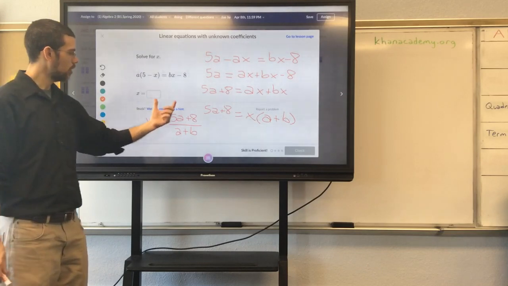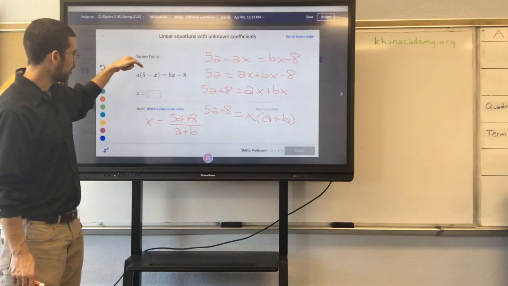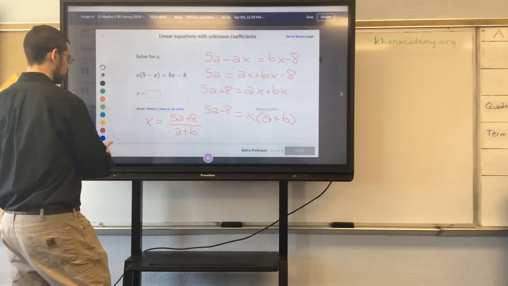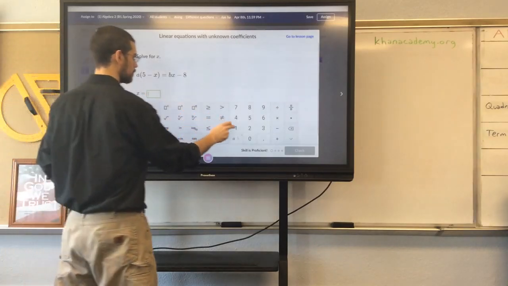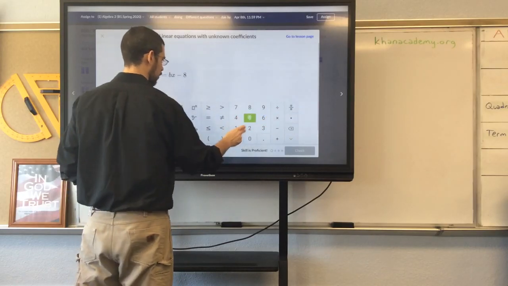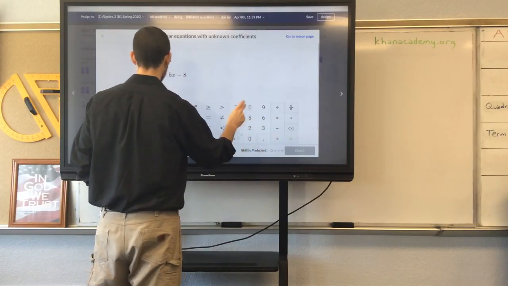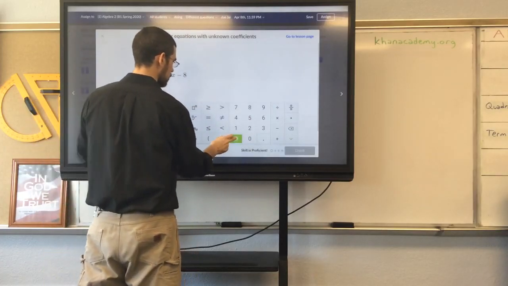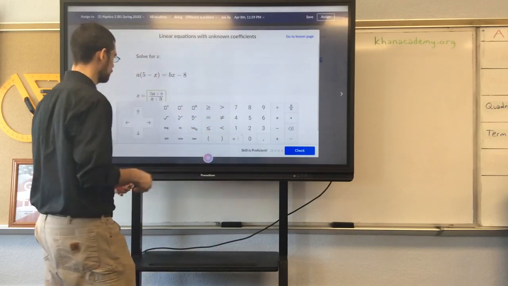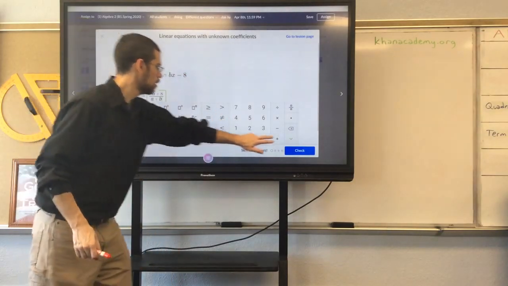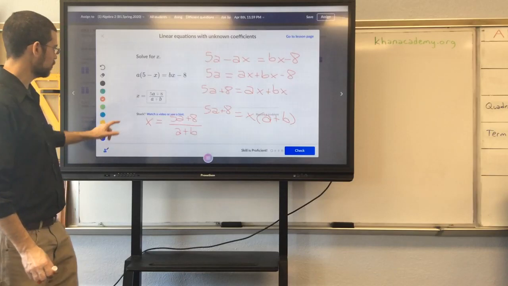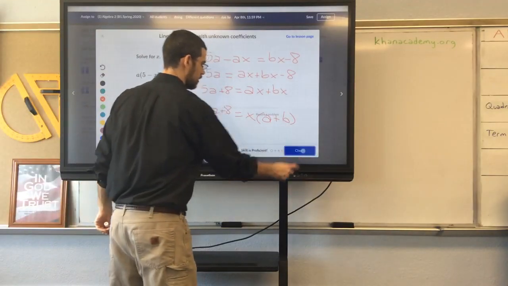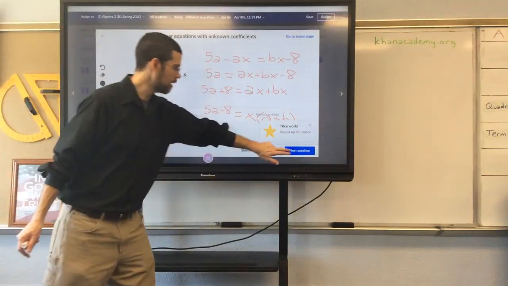X is alone. All of those other parts, a and 5 and b and 8, they appear in this fraction. We get a fraction 5a plus 8 divided by a plus b. Let's just confirm that that's what I had written, right? 5a plus 8, a plus b, and check, and we're good with that one.